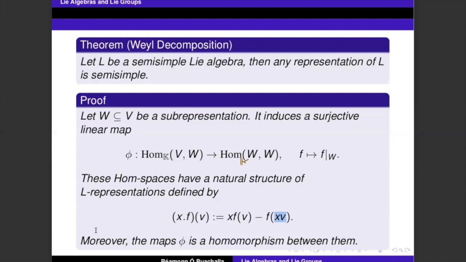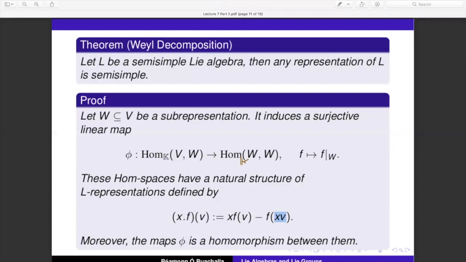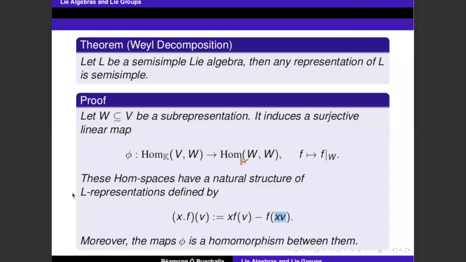The map phi, the restriction, is actually a homomorphism with respect to this. So you should think about that. It's a nice exercise to become comfortable with this definition here. But phi, the restriction, is a homomorphism. It's a pretty formal calculation, but a good one to do.